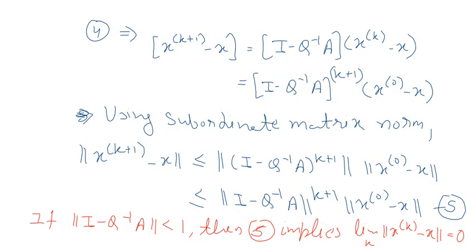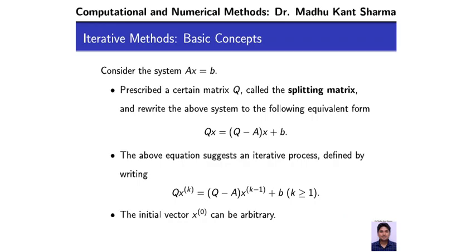So this establishes the convergence. What it has used, or what the condition here is, is that the norm of I minus Q inverse of A is less than 1. So if, for the splitting matrix which you have chosen, this condition is satisfied, that will establish the convergence of your iterative scheme. So this has been discussed.